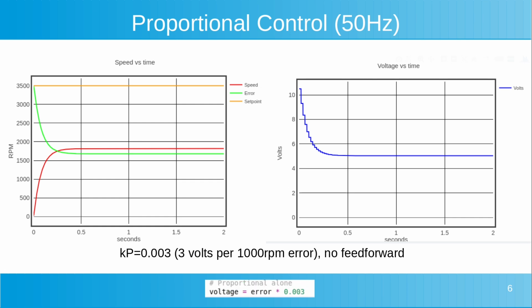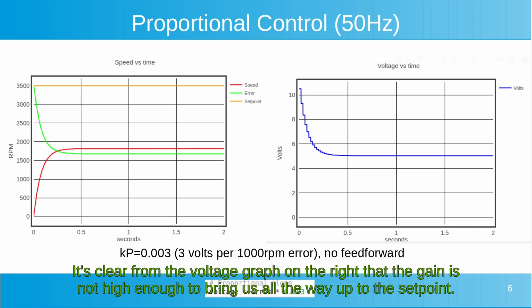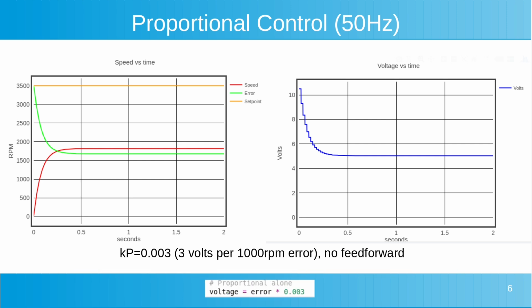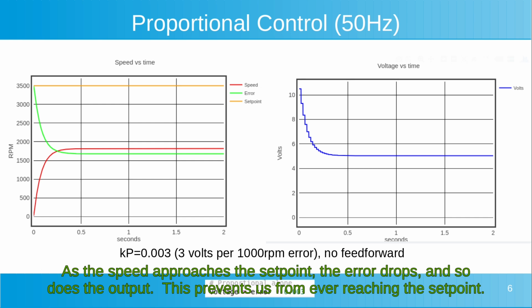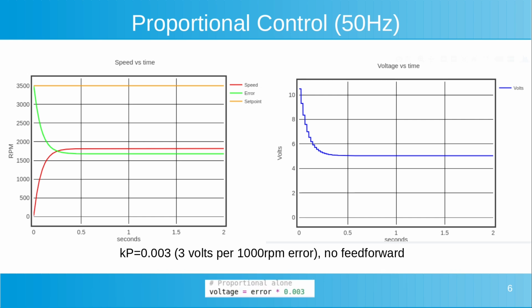So we can see that we come up and we flatten out even further below the set point than the feedforward did. And on the right, you can see the voltage drops to about 5 volts during this time, even though we obviously need a lot more voltage to reach the set point. This is because as the process variable gets closer to the set point, the error drops. And as the error drops, so does the proportional response. And the drop in the proportional response is so great that it cannot get anywhere near the set point.